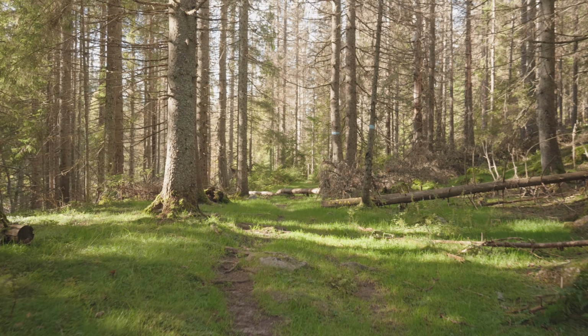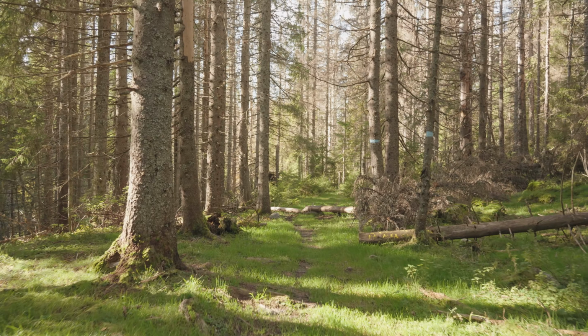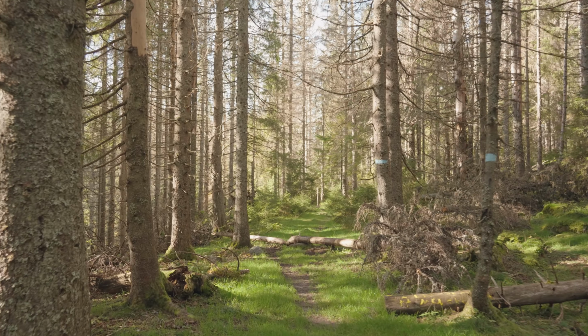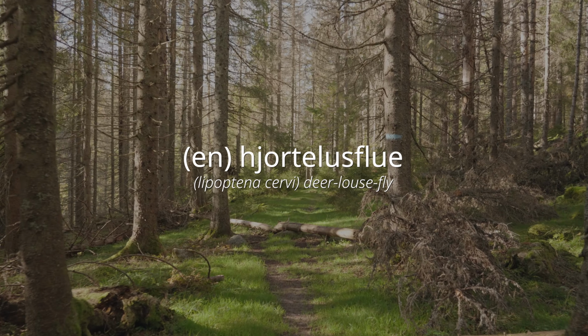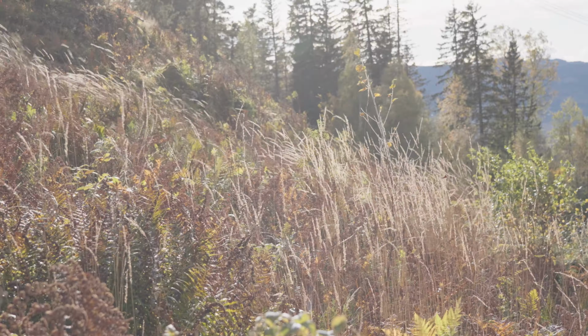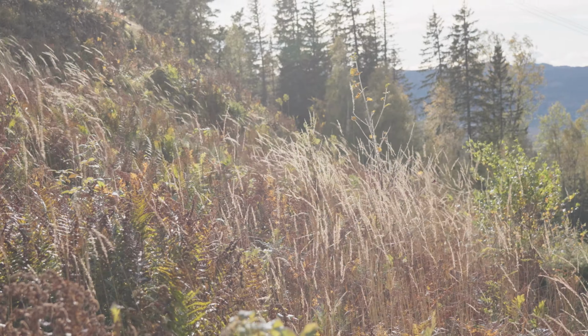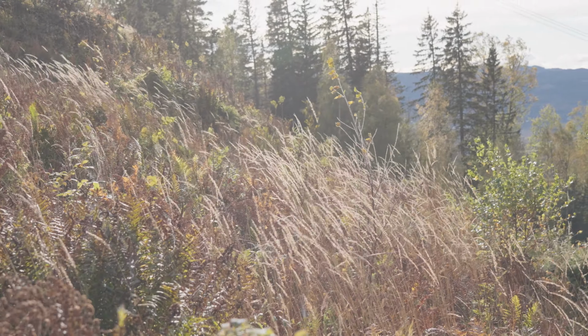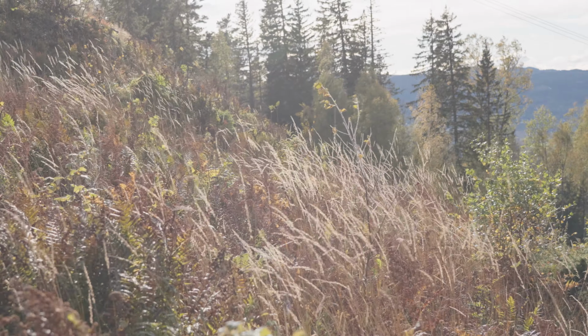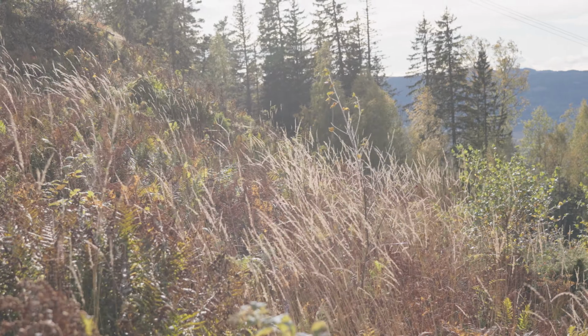Our walk must be cut short, however, because you spot a brown insect flying in short bursts towards you. It's the dreaded hjortelusflue, literally deer louse fly. It's a blood-sucking insect that is active between approximately August and October. Its natural host is the deer family, but because they were designed by Satan, they can bite humans.